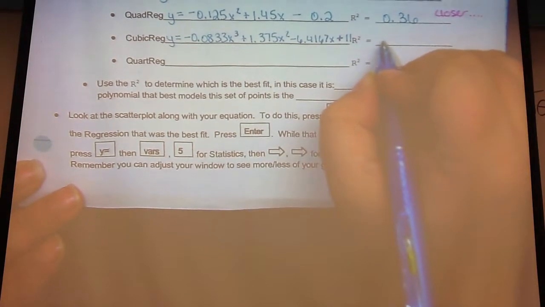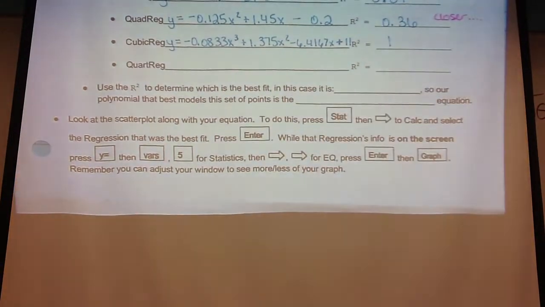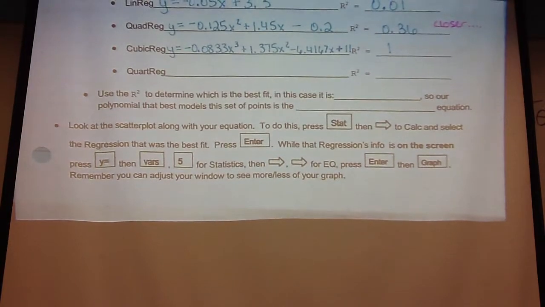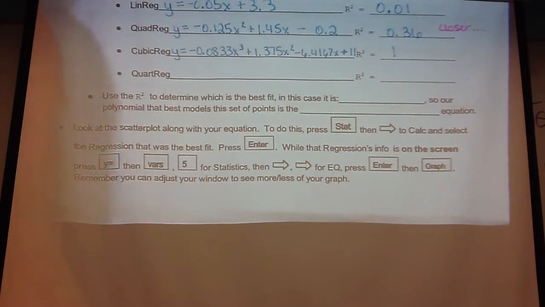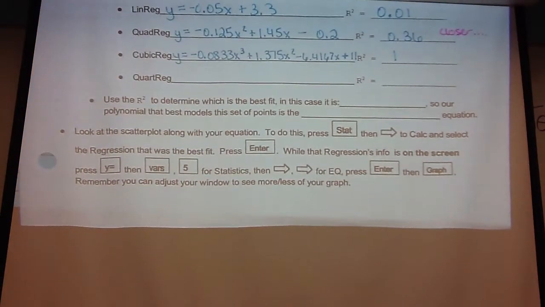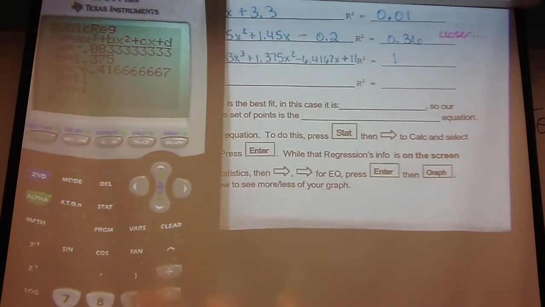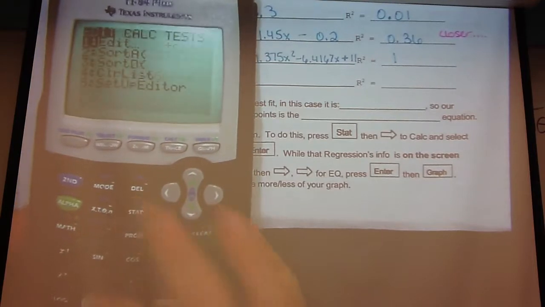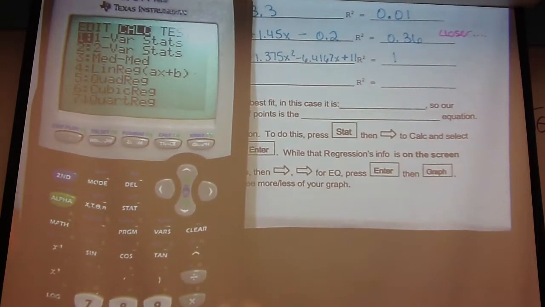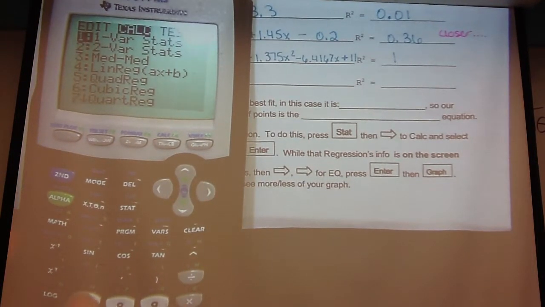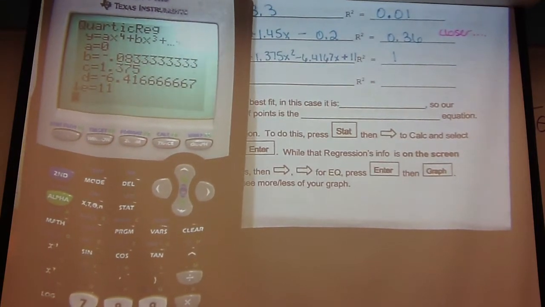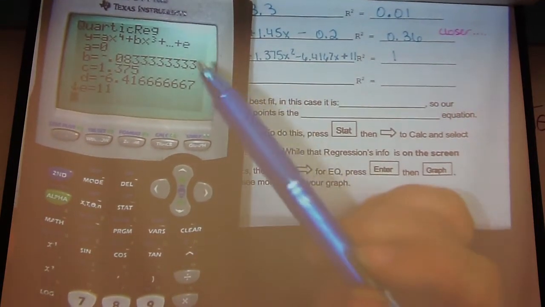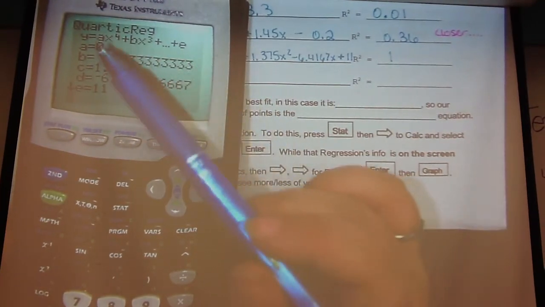And my r squared value is 1. What does that tell you? Probably. That's probably the answer. But we don't know, we need to check our quartic reg. So stat, over to calc, quart reg, which is number 7. Get that one? Okay. Now, I personally had never seen this before until I did this one.